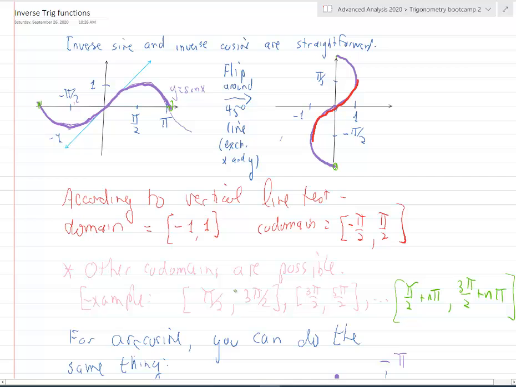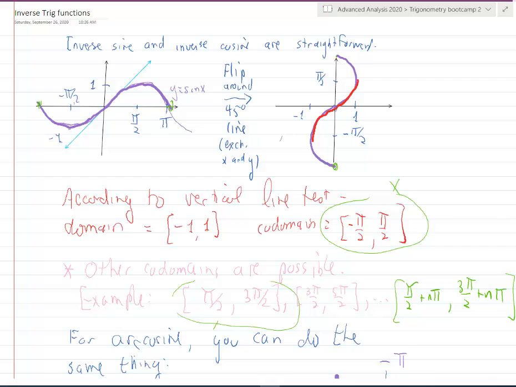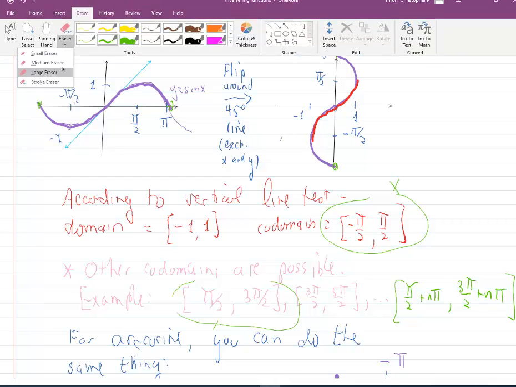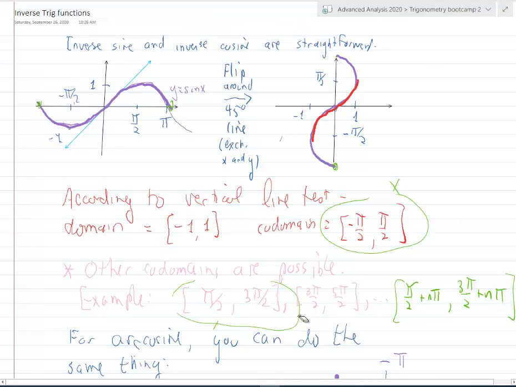Now, we typically choose one as the preferred one because it's convenient. No, I'm sorry, this is not the convenient one. The convenient one is this one here. Let me erase that so it's not confusing. This one is not the convenient one. From minus pi over 2 to pi over 2, that's convenient.